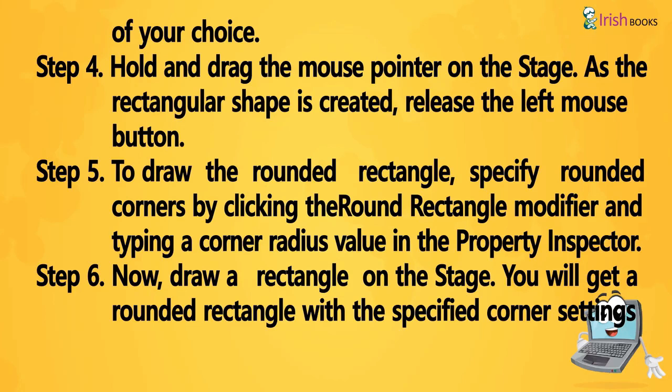Step 5. To draw the rounded rectangle, specify rounded corners by clicking Round Rectangle modifier and typing a corner radius value in the Property Inspector. Step 6. Now draw a rectangle on the stage. You will get a rounded rectangle with the specified corner settings.